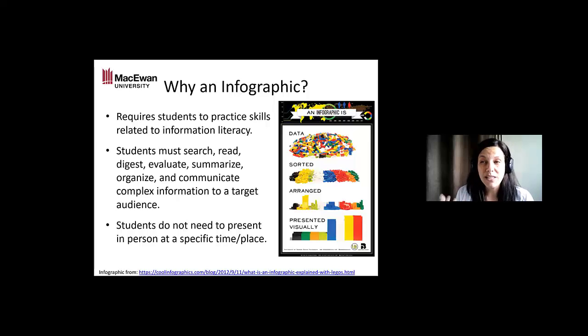And it really focuses on a lot of the things that you want students to do in association with information literacy. When they're picking their molecule of choice, they need to learn to search and read scientific information, to digest that information, and evaluate what's important. And for an infographic, there's an importance of summarizing, organizing, and communicating complex information to a particular audience. The other very important thing for an asynchronous course is that they don't need to be in person at a specific time or place in order for this process to work.